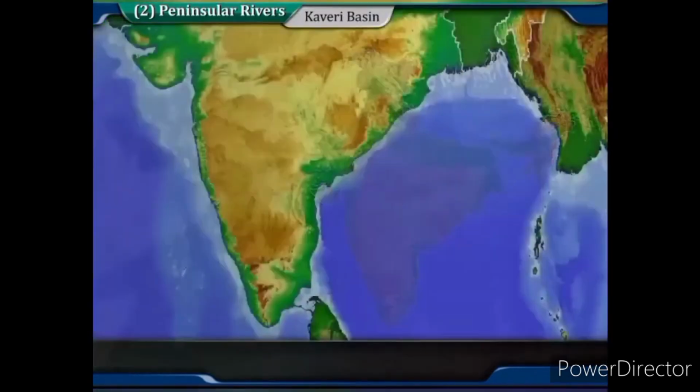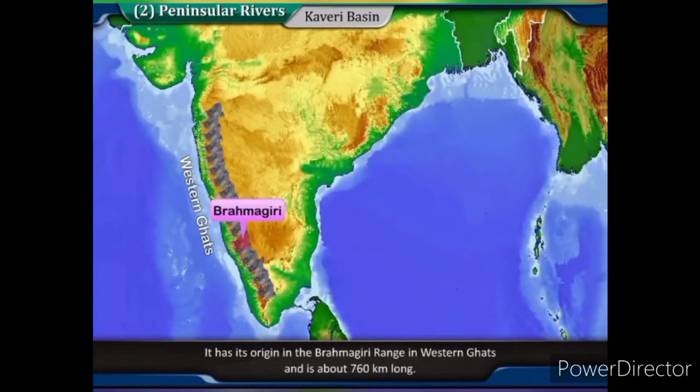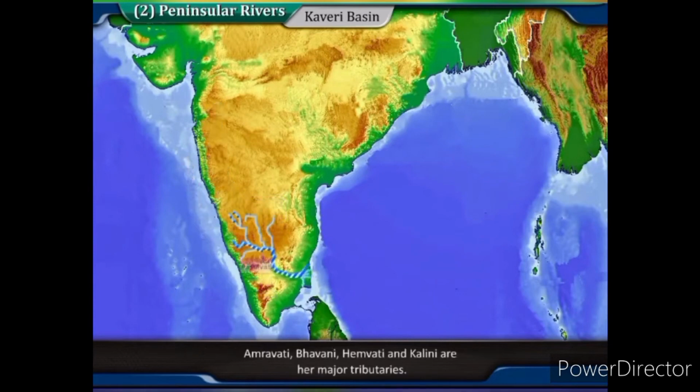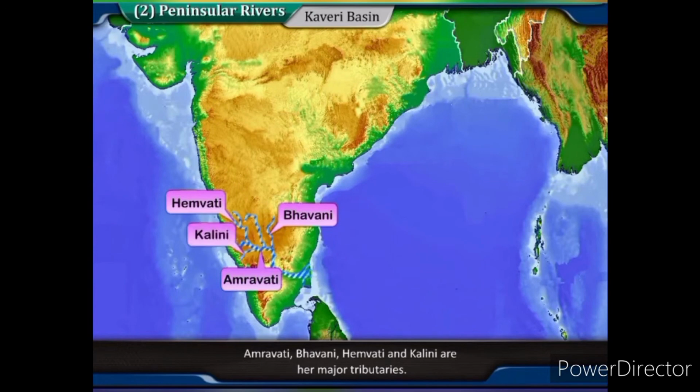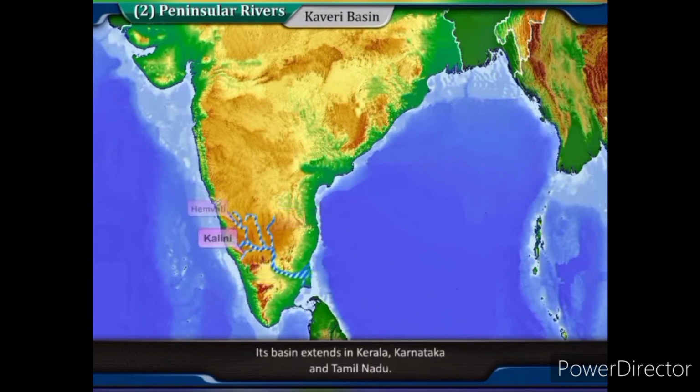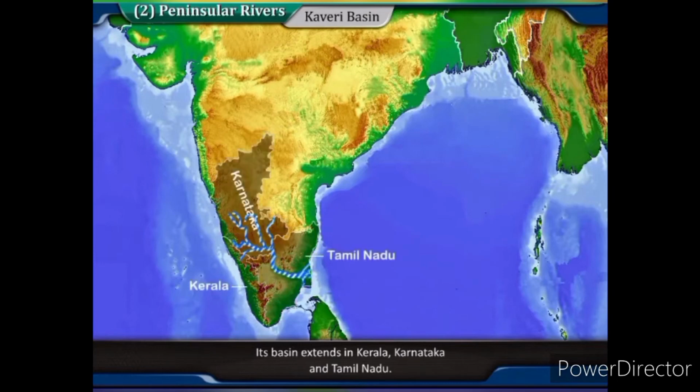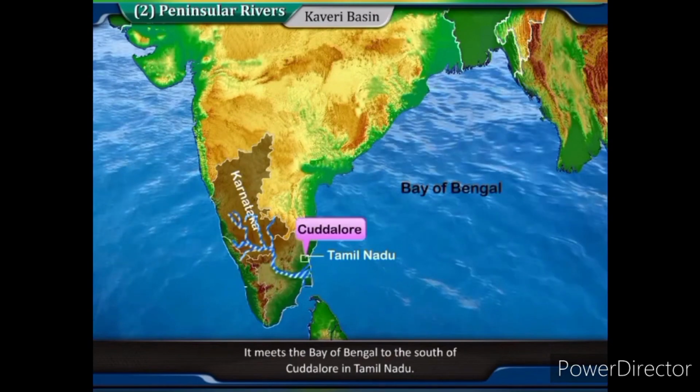Kaveri Basin. It has its origin in the Brahmagiri range in the Western Ghats and is about 760 kilometers long. Amravati, Bhavani, Hemvati and Kalini are its major tributaries. Its basin extends in Kerala, Karnataka and Tamil Nadu. It meets the Bay of Bengal to the south of Kudalore in Tamil Nadu.